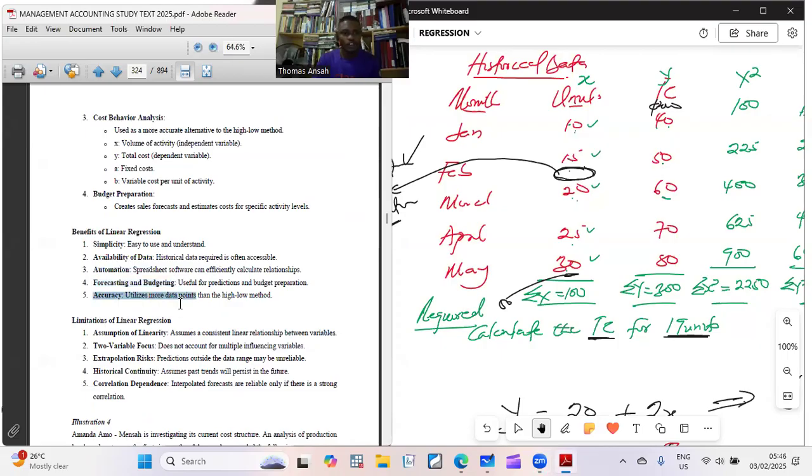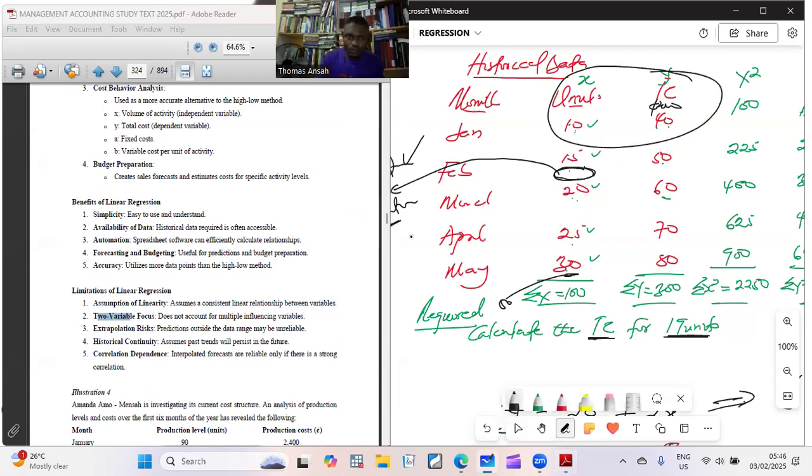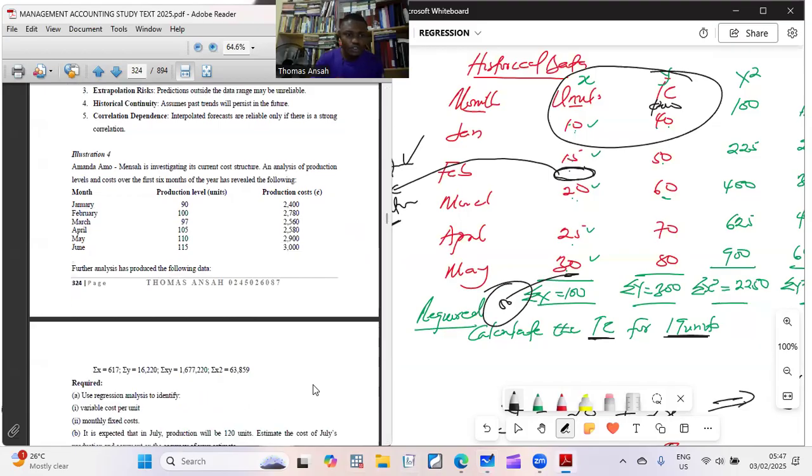It gives you accurate figures. But the unfortunate thing is that it is based on an assumption of linearity, which means there is some linear relationship, some consistency, which is not always available. It is a two variable focus because we are using only these two, but there may be multiple variables. Then the extrapolation, because you are predicting outside the range, is not really reliable. All right. So basically that is that. So you can go ahead and solve this one.